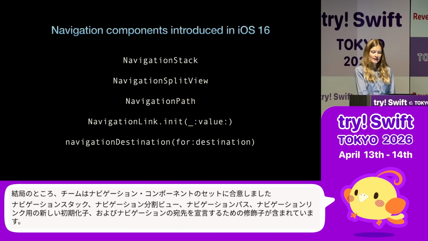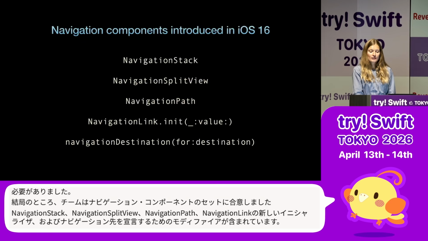Both navigation stack and navigation split view allow for the source of truth that is driving navigation to be declared at the root. Navigation stack can accept a binding to a navigation path, while navigation split view can contain a list with a selection binding.